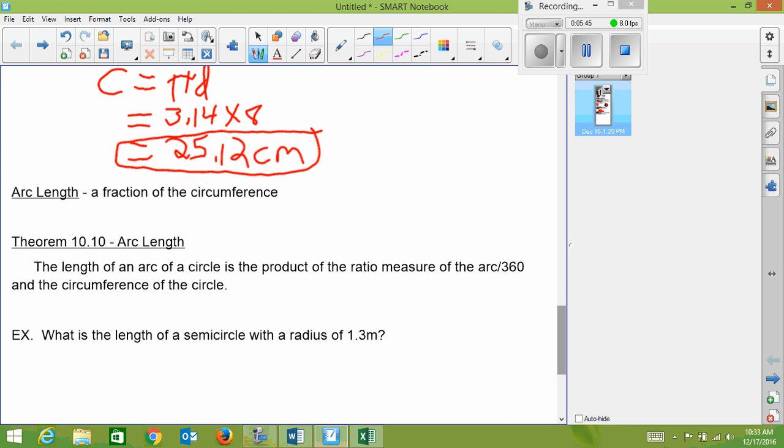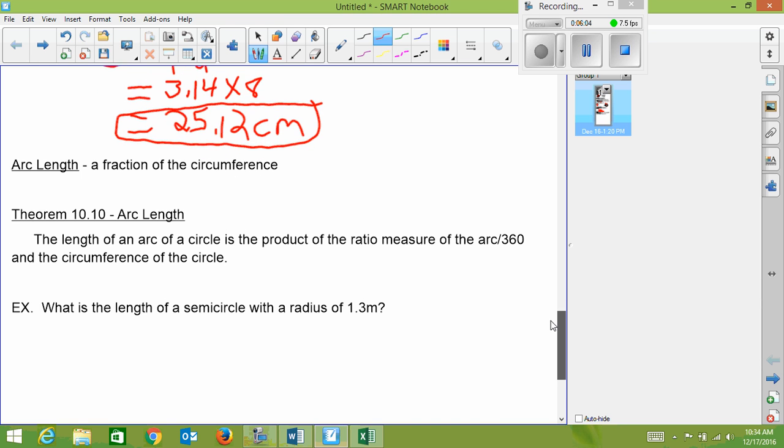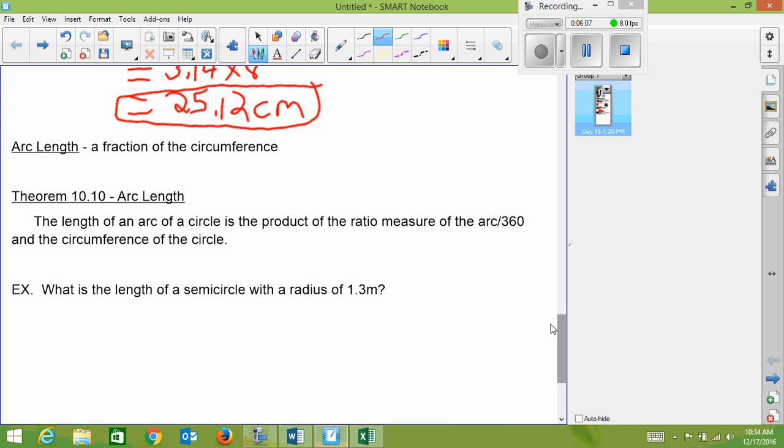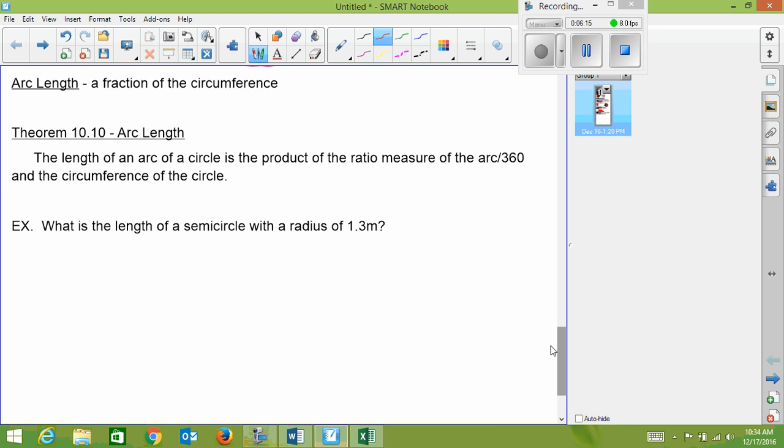An arc length is a fraction of the circumference. So Theorem 10.10, the arc length theorem, states that the length of an arc of a circle is the product of the ratio, measure of the arc divided by 360, and the circumference of the circle. So I'm going to multiply however much of the circle it is, the measure of the arc over 360, times the circumference. So my example says, what is the length of a semicircle with a radius of 1.3? Okay. Well, the first thing I have to do is realize they're giving me radius, and I don't need radius, I need diameter, so I need to double that. So 2.6 is my diameter.